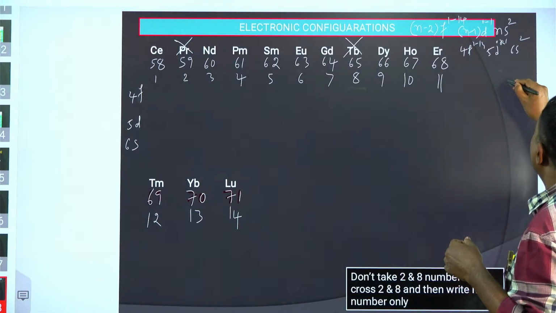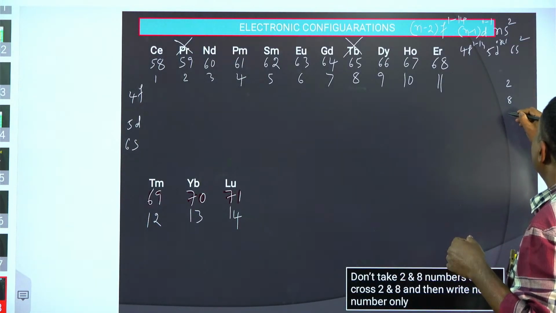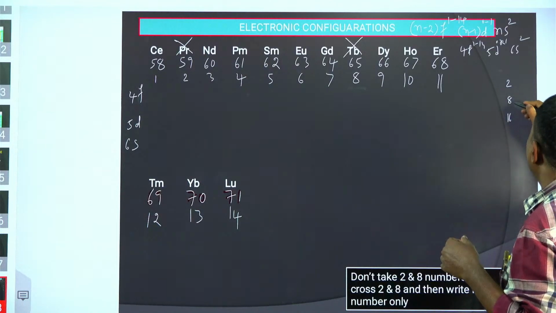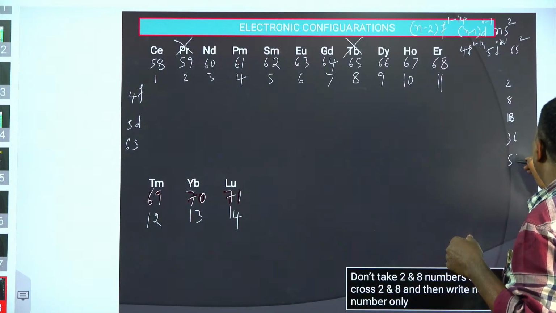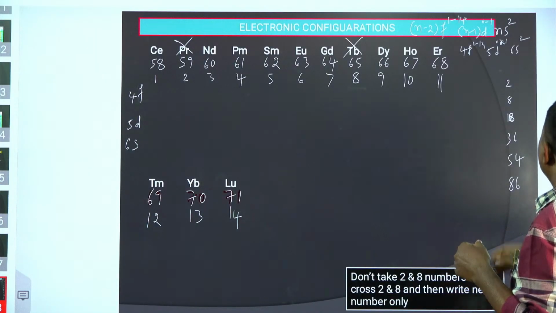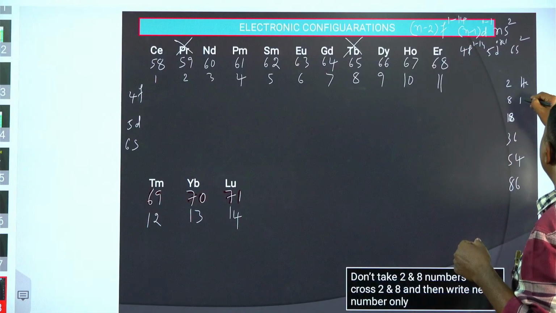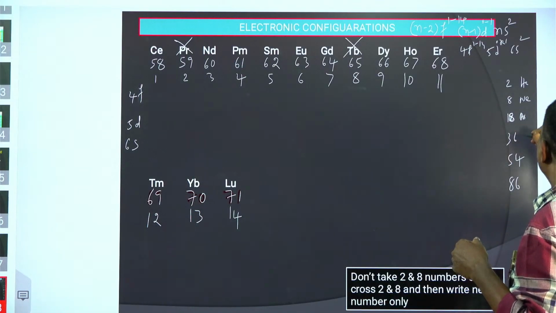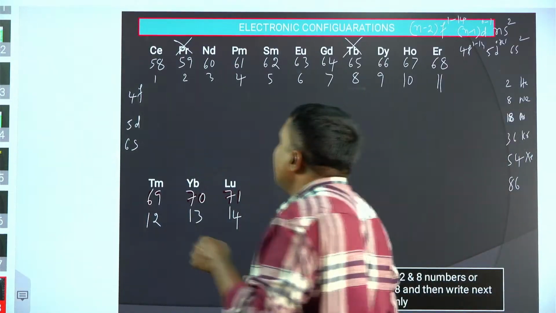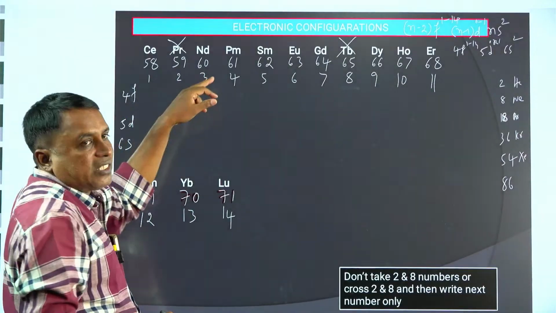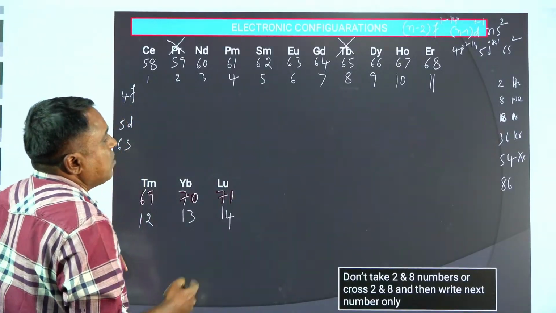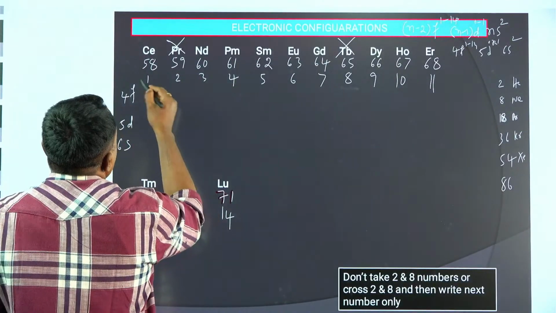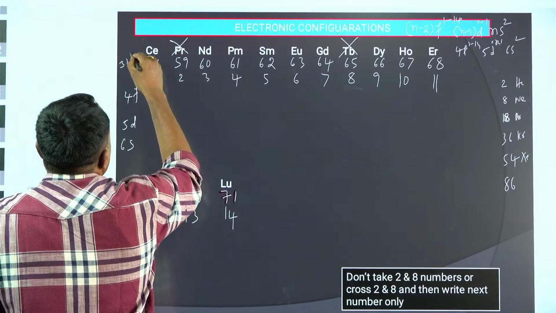Suppose helium is 2, then 8, 16, 2, 8, 18, 36, 54, 86. So this is helium, this is neon, this is argon, this is krypton, this is xenon. So xenon is the nearest noble gas element to all these first inner transition elements. Therefore, the nearest one is equal to atomic number 54.